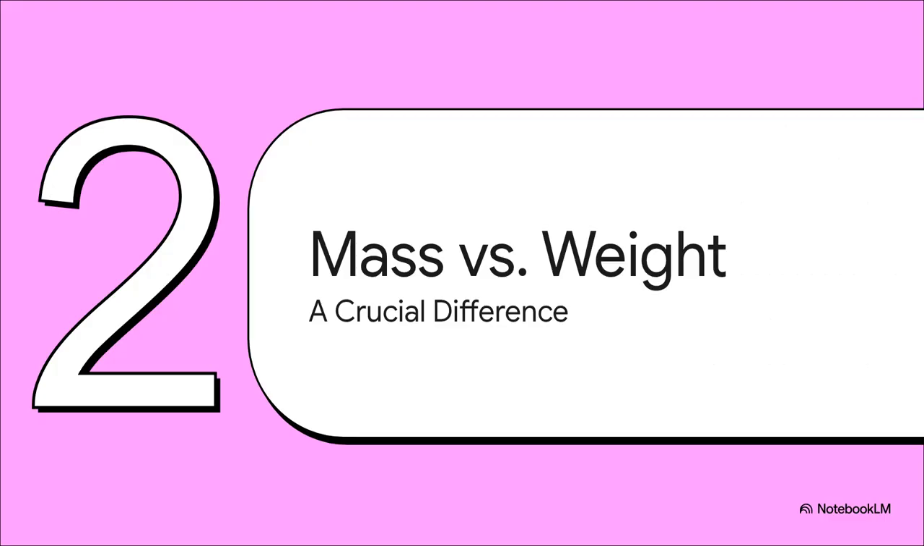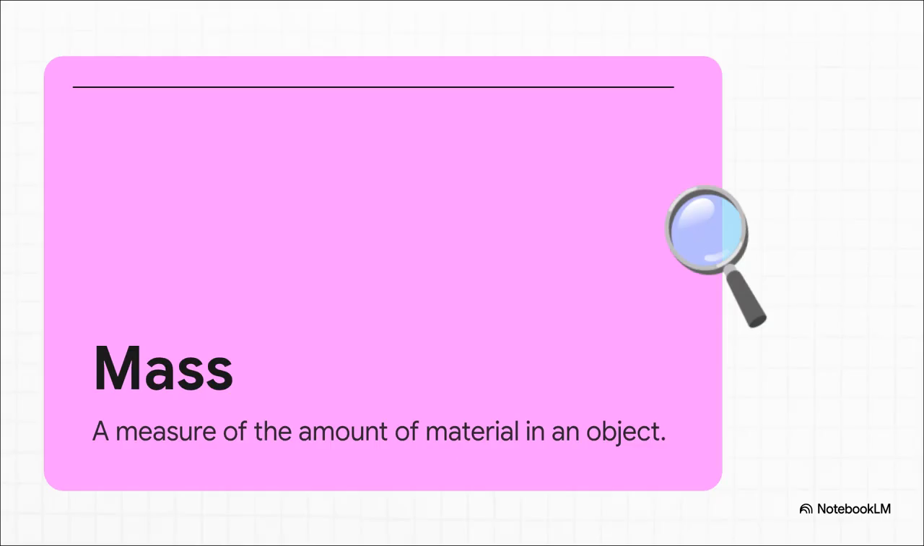Moving right along to Section 2, mass versus weight. Now this deals with one of the most common false friends in scientific vocabulary. In everyday conversational English, people use these two words as if they mean the exact same thing, but in science, they are totally different. Our next foundational word is mass, massa.